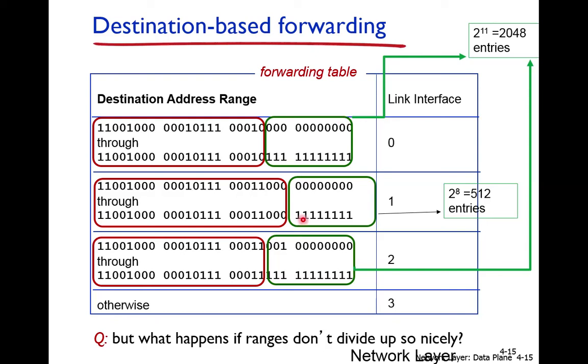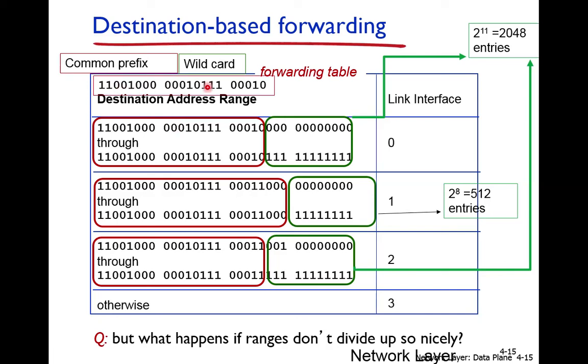Another way is to use prefix matching. You can see that for these 2048 entries, they have the same outgoing link 0, and the red bits are common. They are a common prefix, the first bits are common, and the remaining bits are different. So we can represent these 2048 entries through a single entry by using the common prefix and a wildcard. The common prefix means the first bits that are common, and the remaining part is called the host part.